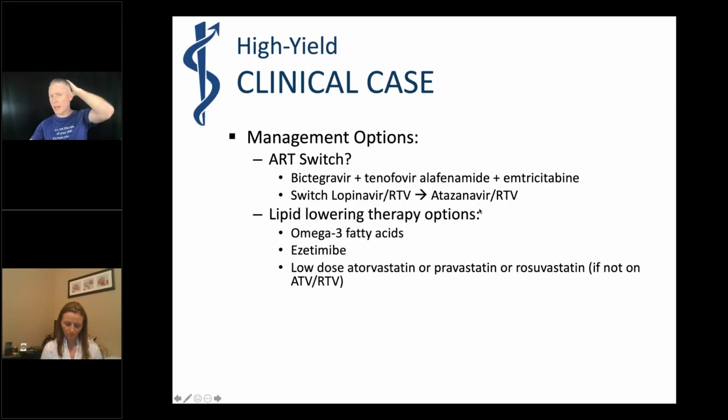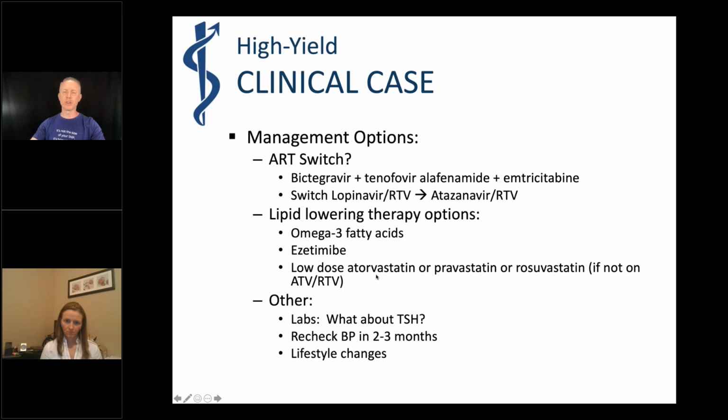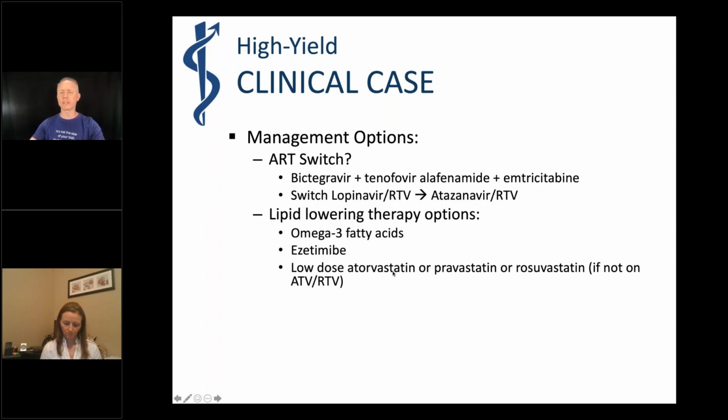There are other treatment options if you can't use statins. Omega-3 fatty acids have been studied at doses as high as 6 grams per day, as well as Zetia, without causing drug interactions, okay? If you do use statins, low-dose atorvastatin, pravastatin, and rosuvastatin tend to be okay.